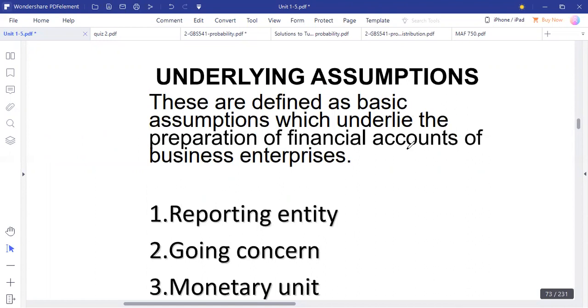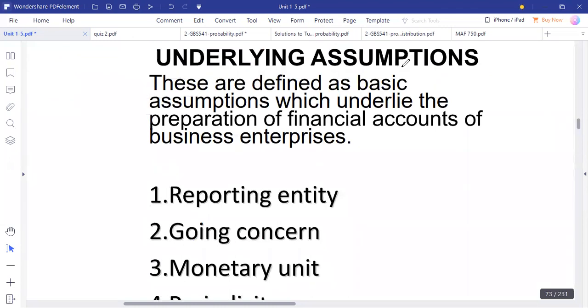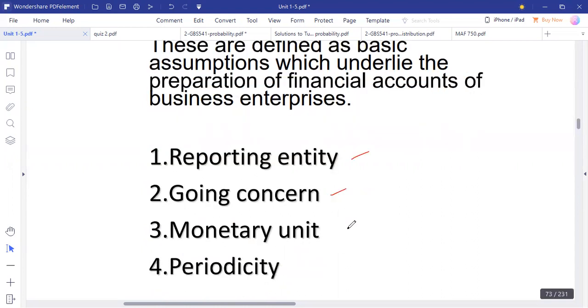Now, we must understand that there are also what we call underlying assumptions. And these ones are as follows. These are defined as the basic assumptions that underlie the preparation of financial accounts. So we have the reporting entity, the going concern, the monetary unit, and the periodicity. So I think I mentioned this in the previous session. Anyone who can remember any of these? What does reporting entity, going concern, monetary unit, and periodicity imply? Anyone?